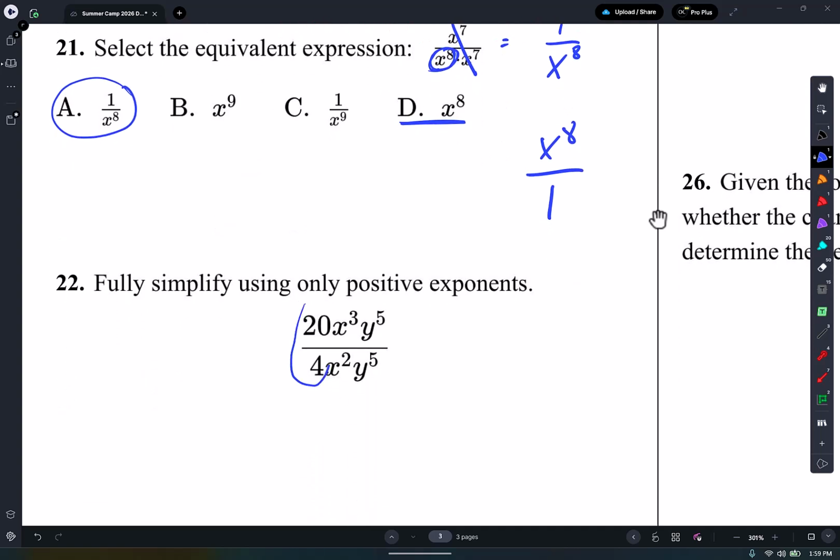All right, here we go with this one. Focus on the coefficients first. How many times does 4 go into 20? So write 5 first. And then I have x cubed in the top, x squared in the bottom. How many x's can we cancel? Yeah, we can cancel 2. So that means you have 1 left. It's in the top, so 5x. And all 5 of those y's are going to cancel out. Don't worry, we're almost done.